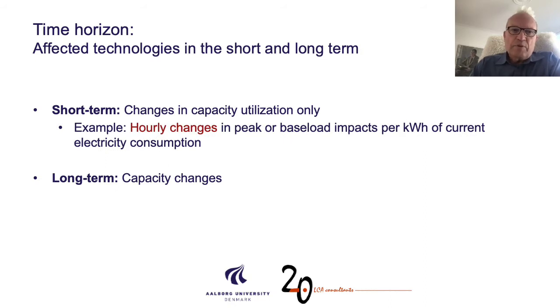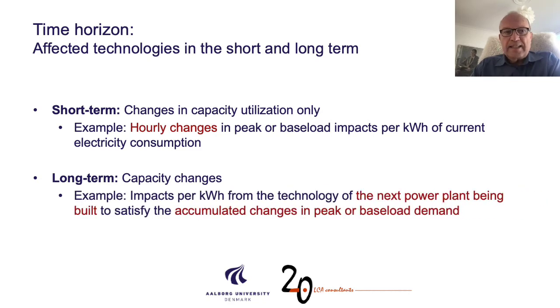An example of a short-term change is the hourly changes in peak and base load impacts per kilowatt hour of current electricity consumption. An example of a capacity change is the impacts per kilowatt hour from the technology of the next power plant being built to satisfy the accumulated changes in peak and base load demand.